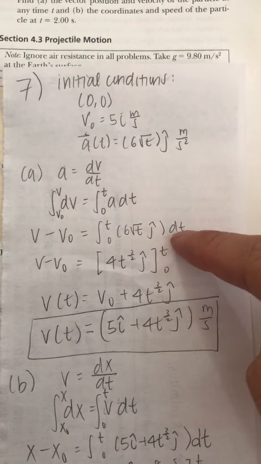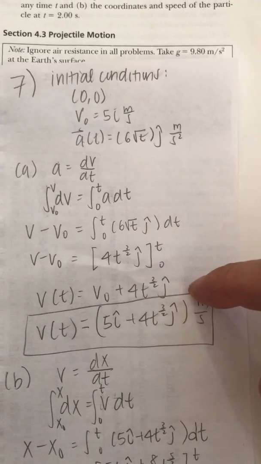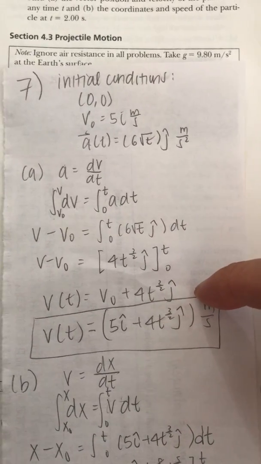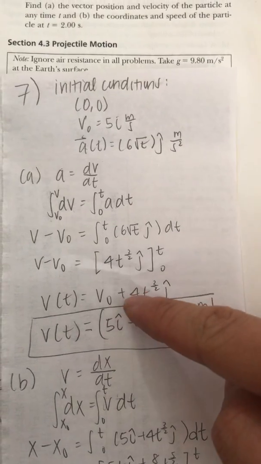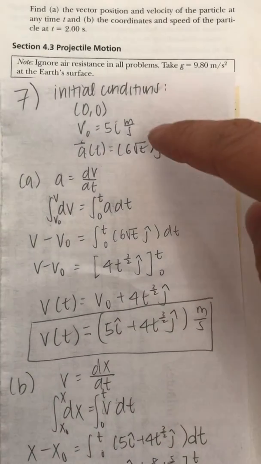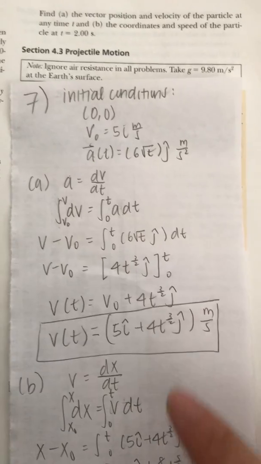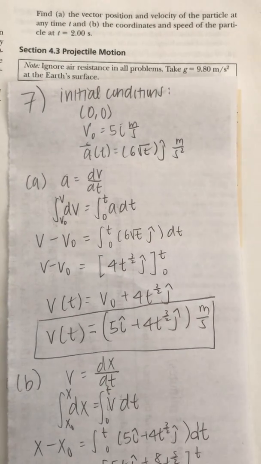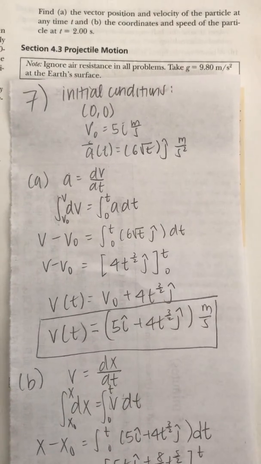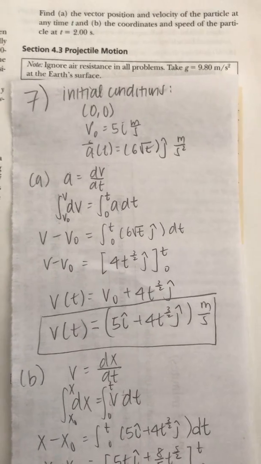And so then if you just simplify that further, you get v initial plus 4t to the 3/2 power j, and that v initial is given in the problem, which is 5i meters per second, so I plugged that in, and at the end you get v equals 5i plus 4t to the 3/2 power j meters per second.